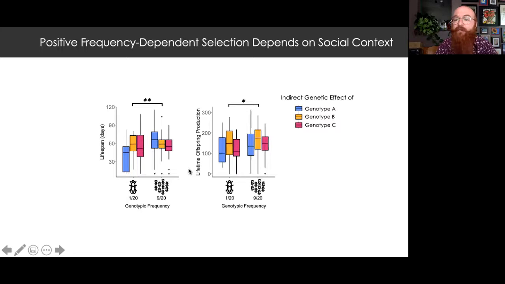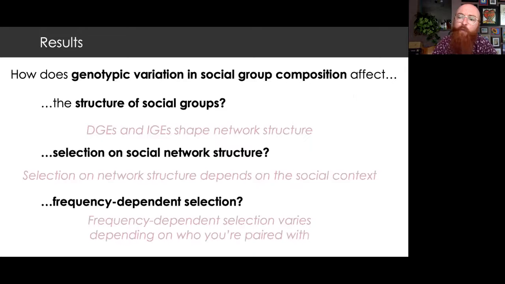Typically, positive frequency-dependent selection operates to reduce genetic variation. Less common genotypes are selected out of the population in lieu of more common genotypes. However, because we found that frequency-dependent selection depends on the social context individuals experience, this context-dependent selection can serve to maintain genetic variation.